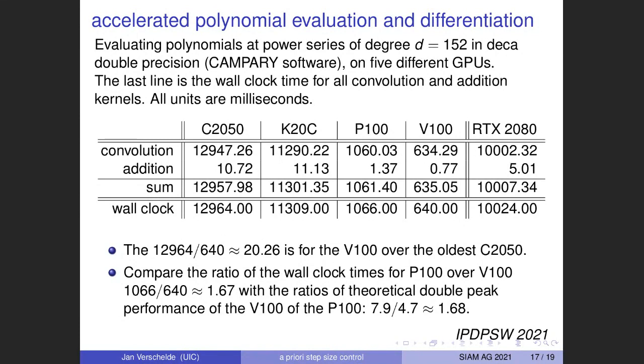This is one experiment on how you evaluate polynomials efficiently at power series at very high degrees and at a tenfold increase of the precision. So for that, I used the software that was generated by CAMPARY. This is a snapshot of a talk I presented at an earlier conference.